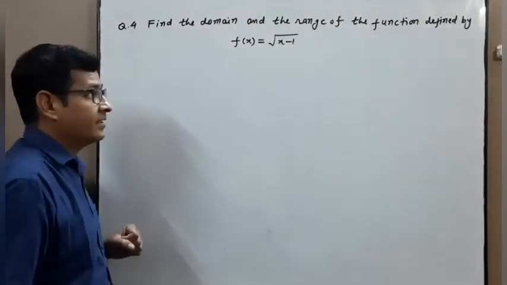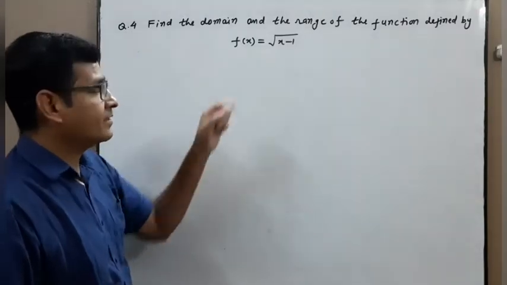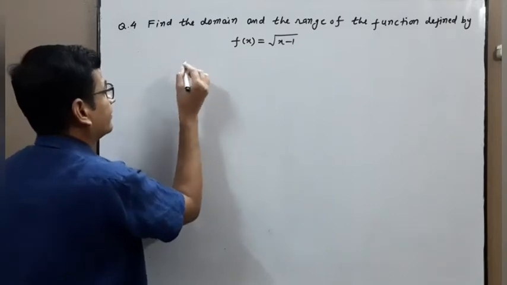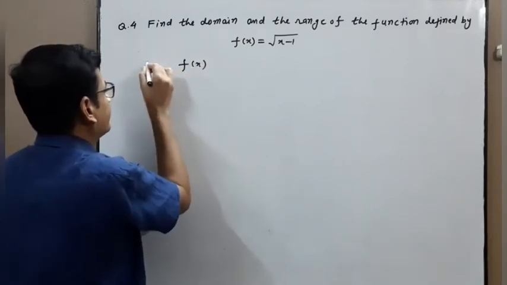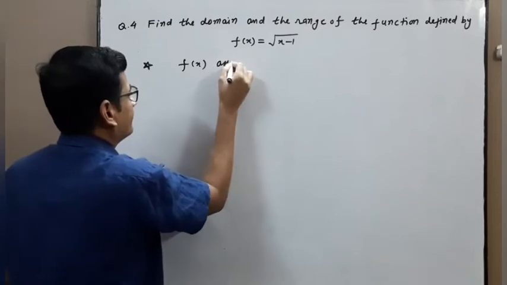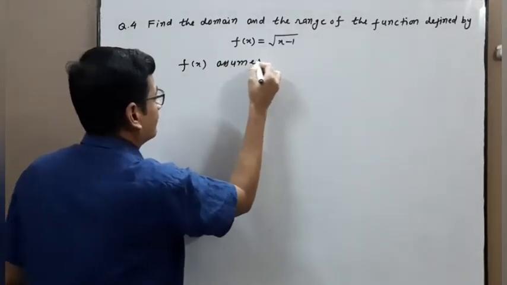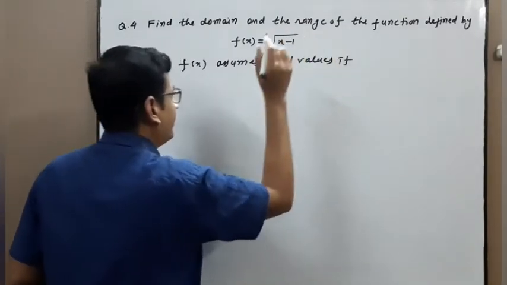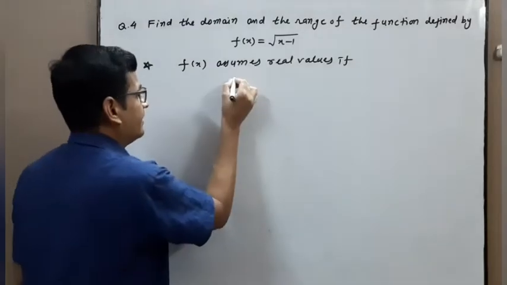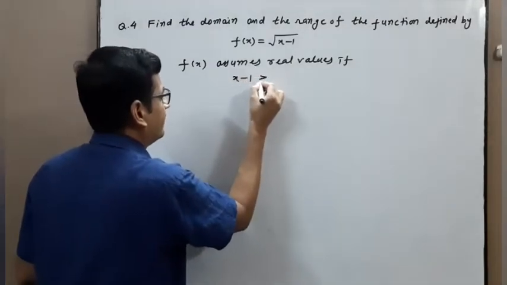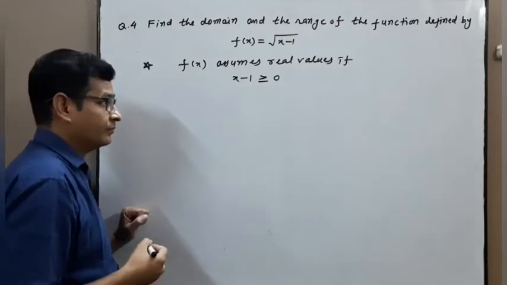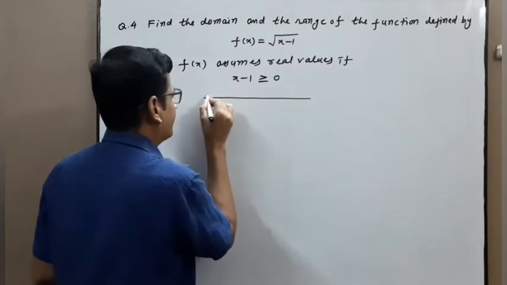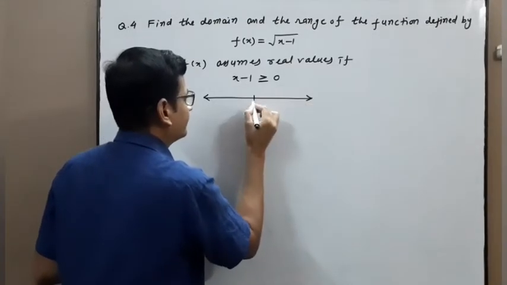Find the domain and the range of the function defined by f(x) equal to root of (x minus 1). First, for domain, f(x) assumes real values if the quantity inside the root is greater than or equal to 0. x minus 1 greater than or equal to 0. First, find the critical point. So put each factor equal to 0. Only one factor, so x equal to 1.